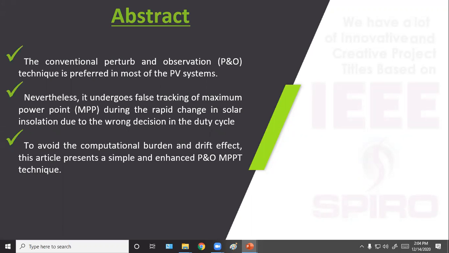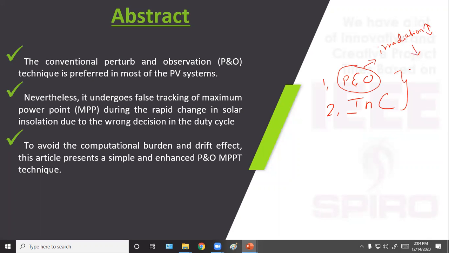Many algorithms are used for tracking the maximum power. The traditional ones are, first, perturb and observe, and second, incremental conductance. These two methods are widely used these days. The major drawback of P&O is the dynamic change in solar irradiation. Dynamic change leads to false tracking of the maximum power. It is a major drawback of perturb and observe.